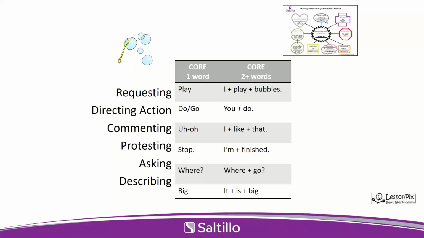This is just another way to represent this. Yes, Rajul, stop dog, yes. Love it. So as you can see, I have 1 word core words on the left, and then there are 2 3-word combinations on the right. So this is just a way to represent that, given the different functions of communication. We have requesting, like I play bubbles. We have asking where, describing big, or we could say small bubble.